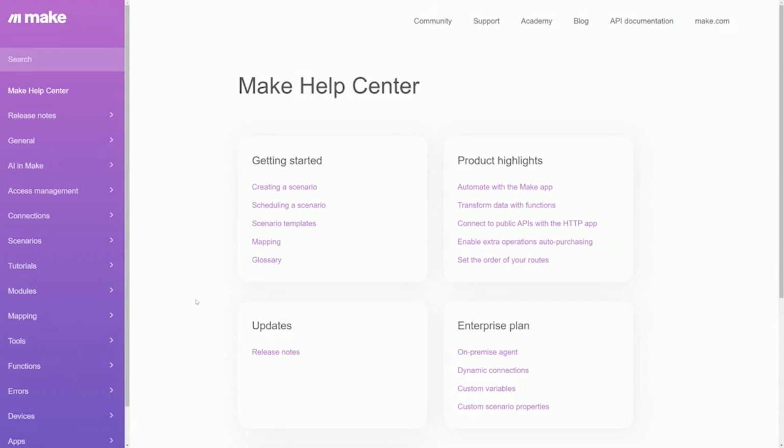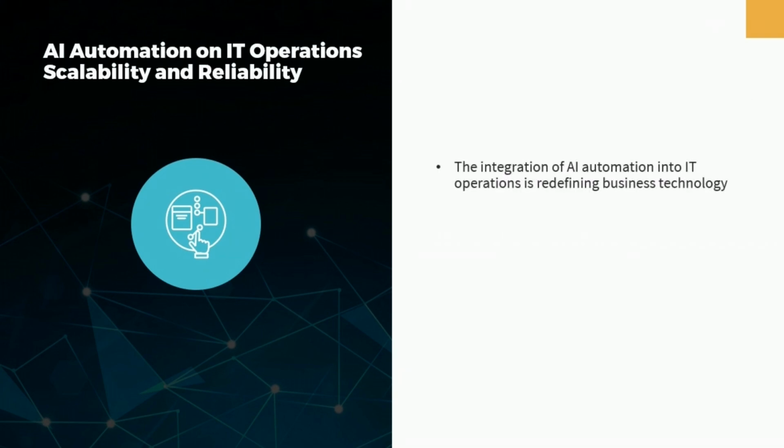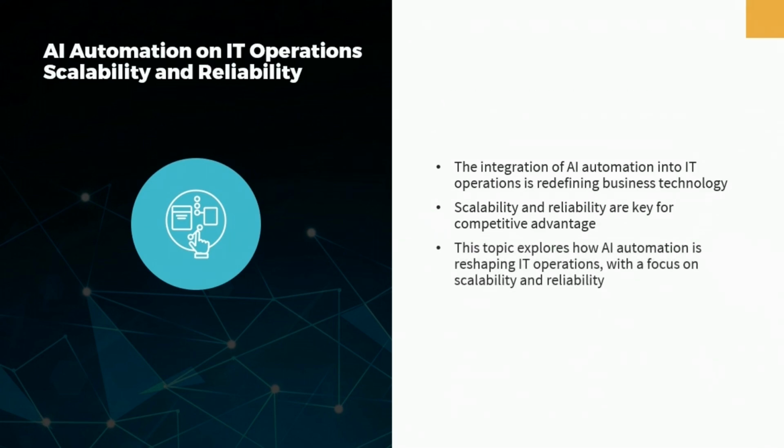Great job! The integration of AI automation into IT operations represents a transformative shift in business technology. Scalability and reliability are key for competitive advantage. And on top of that, the infusion of AI automation into IT operations marks a pivotal moment in the evolution of business technology, heralding in a new era of efficiency and agility.